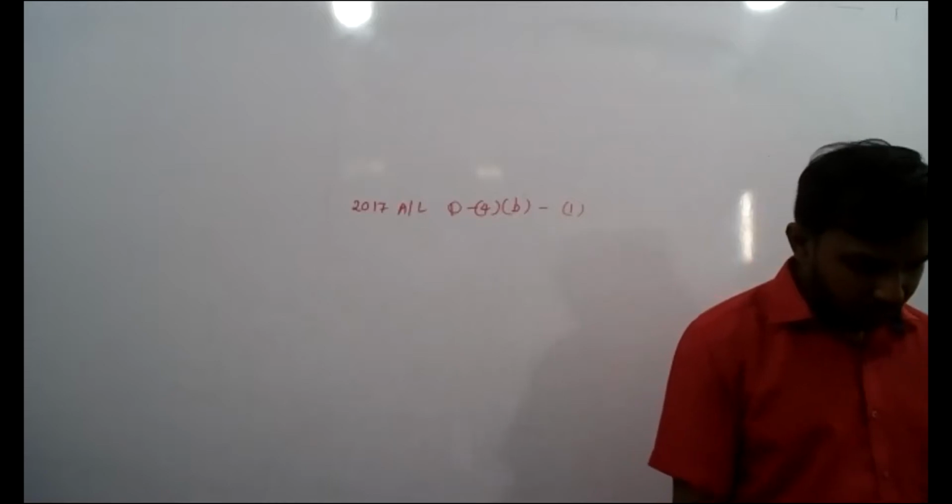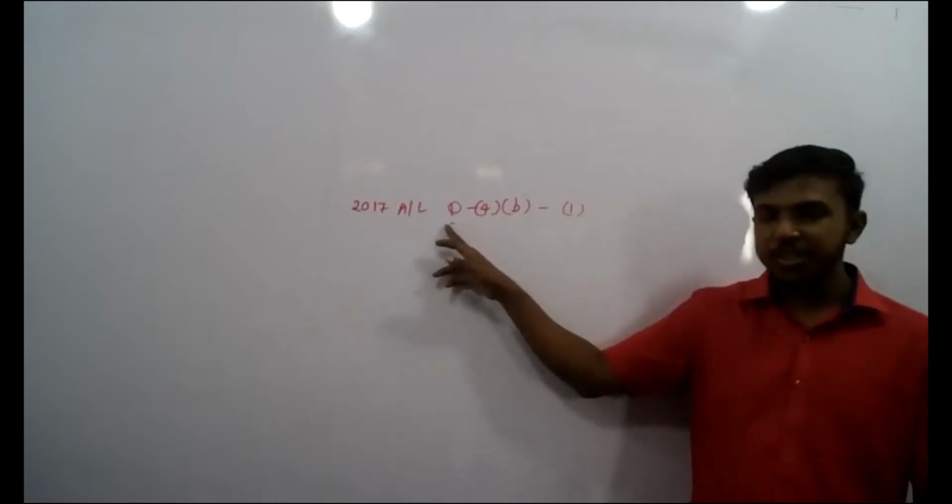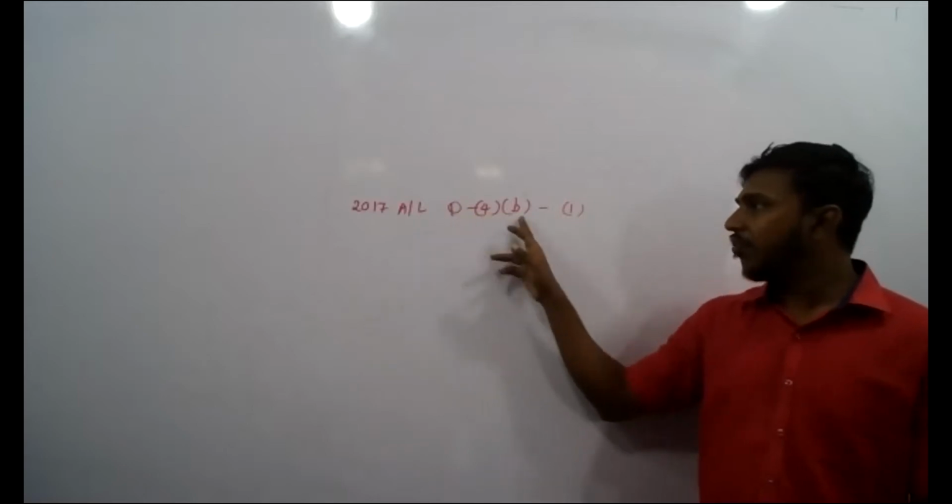4A, not 4B. 4A, right? Now you're supposed to do this question now. 2017 A-level question number 4B1.